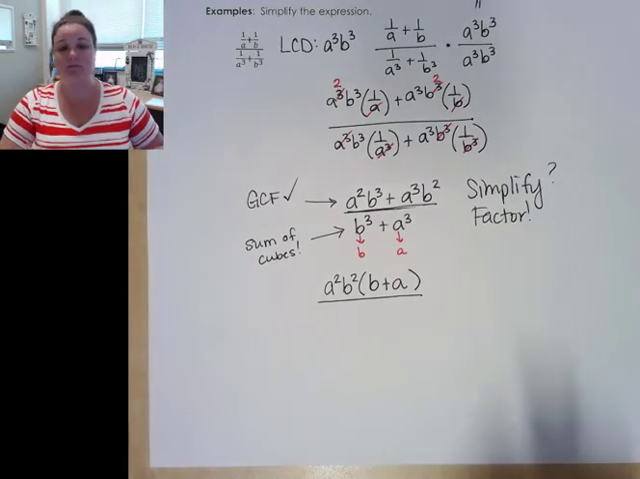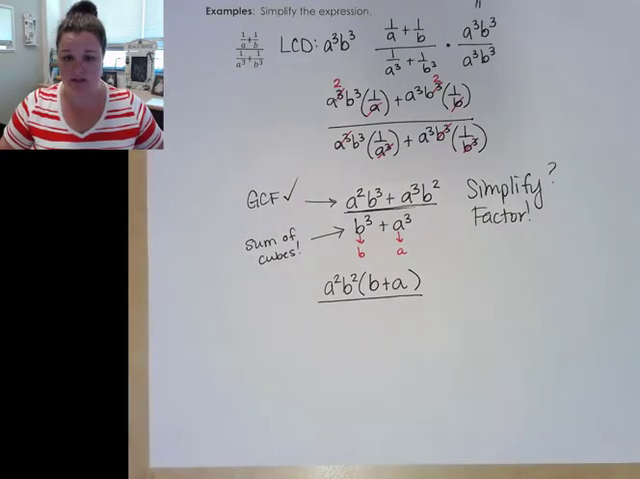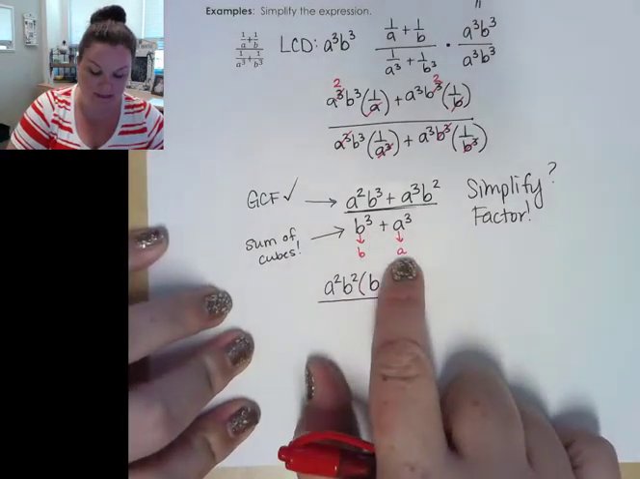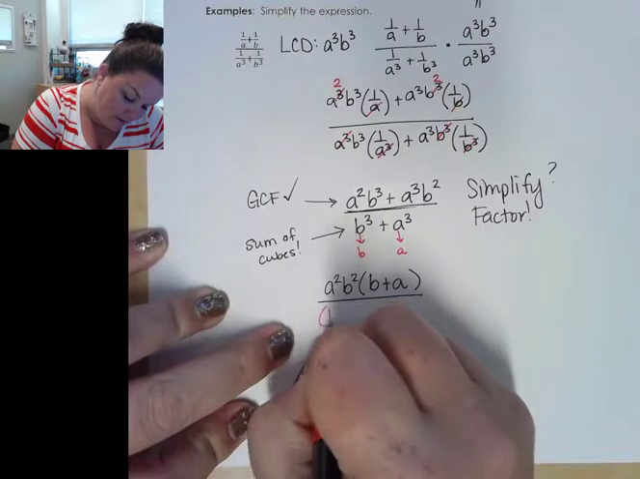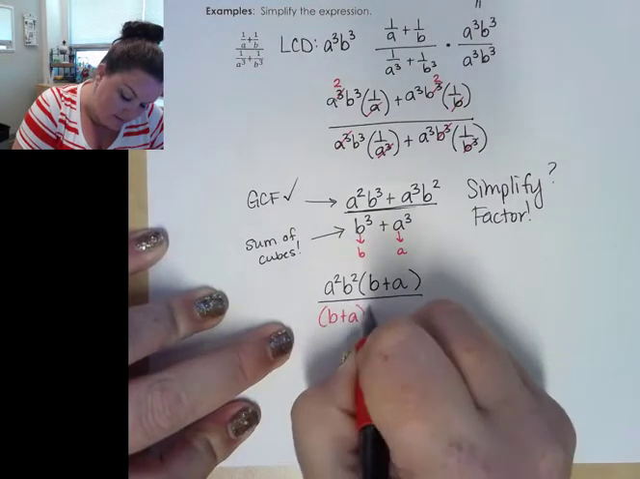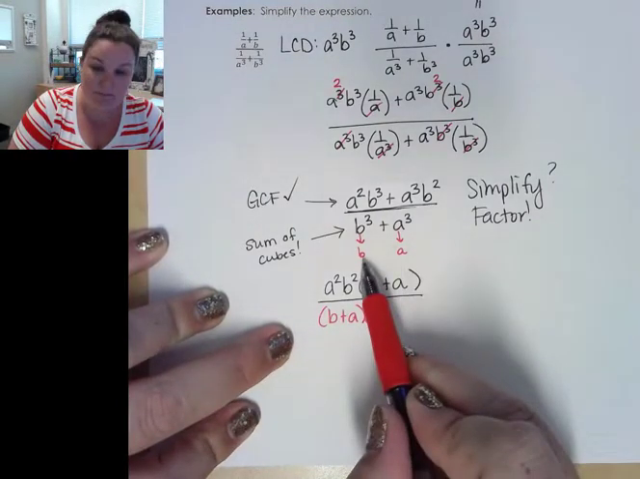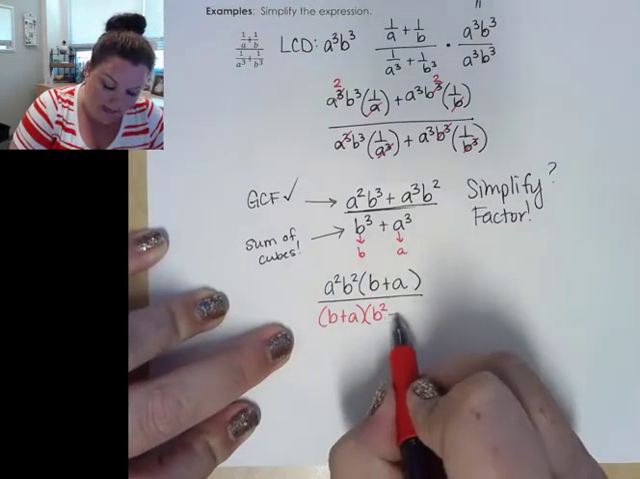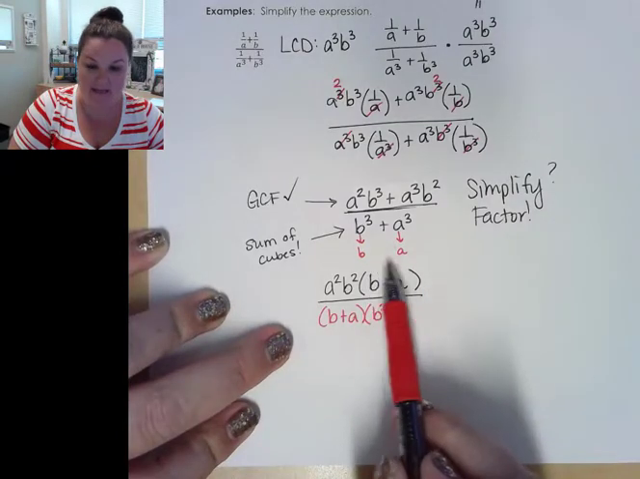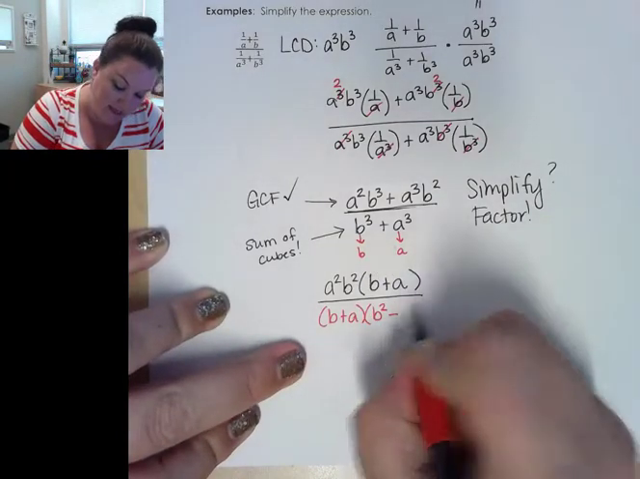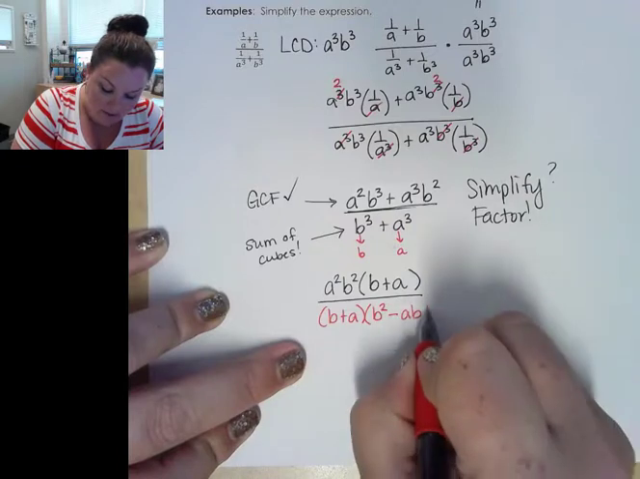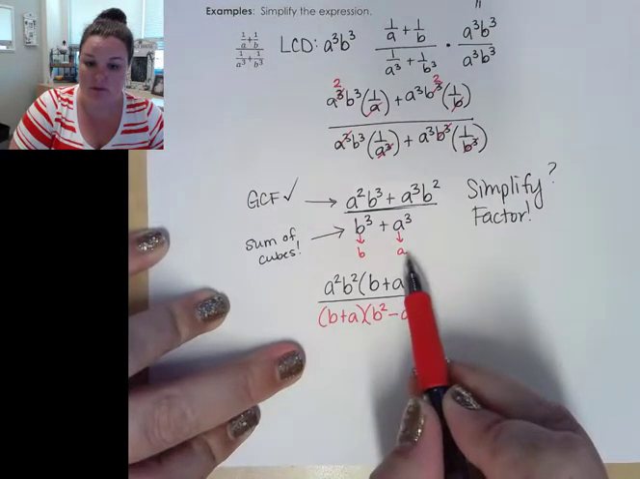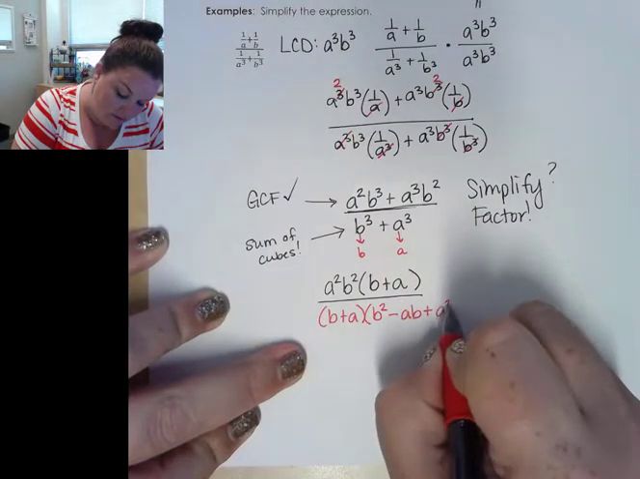So remember, our sum of cubes formula states that you take our first base plus our second, so b plus a, times our first base squared, so b squared, minus our two bases multiplied together, so b times a is ba or ab, however you want to write it, plus my second base squared. Second base squared is a squared.